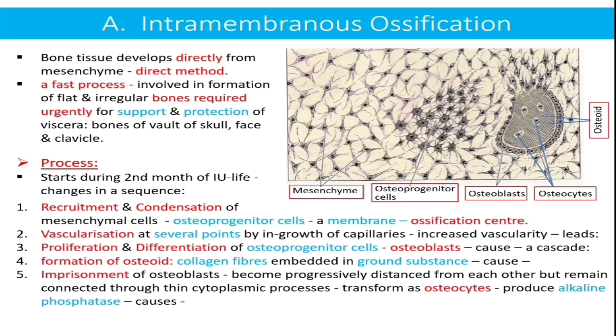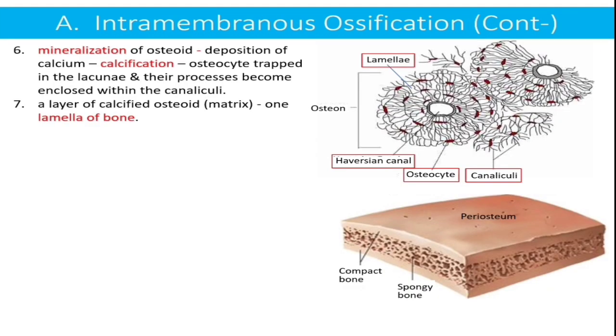Formation of osteoid in the shape of collagen fibers embedded in ground substance. This causes imprisonment of osteoblasts, which become progressively distanced from each other but remain connected through thin cytoplasmic processes and transform themselves as osteocytes. They produce alkaline phosphatase, which cause mineralization of osteoid, that is deposition of calcium, and the process is named as calcification.